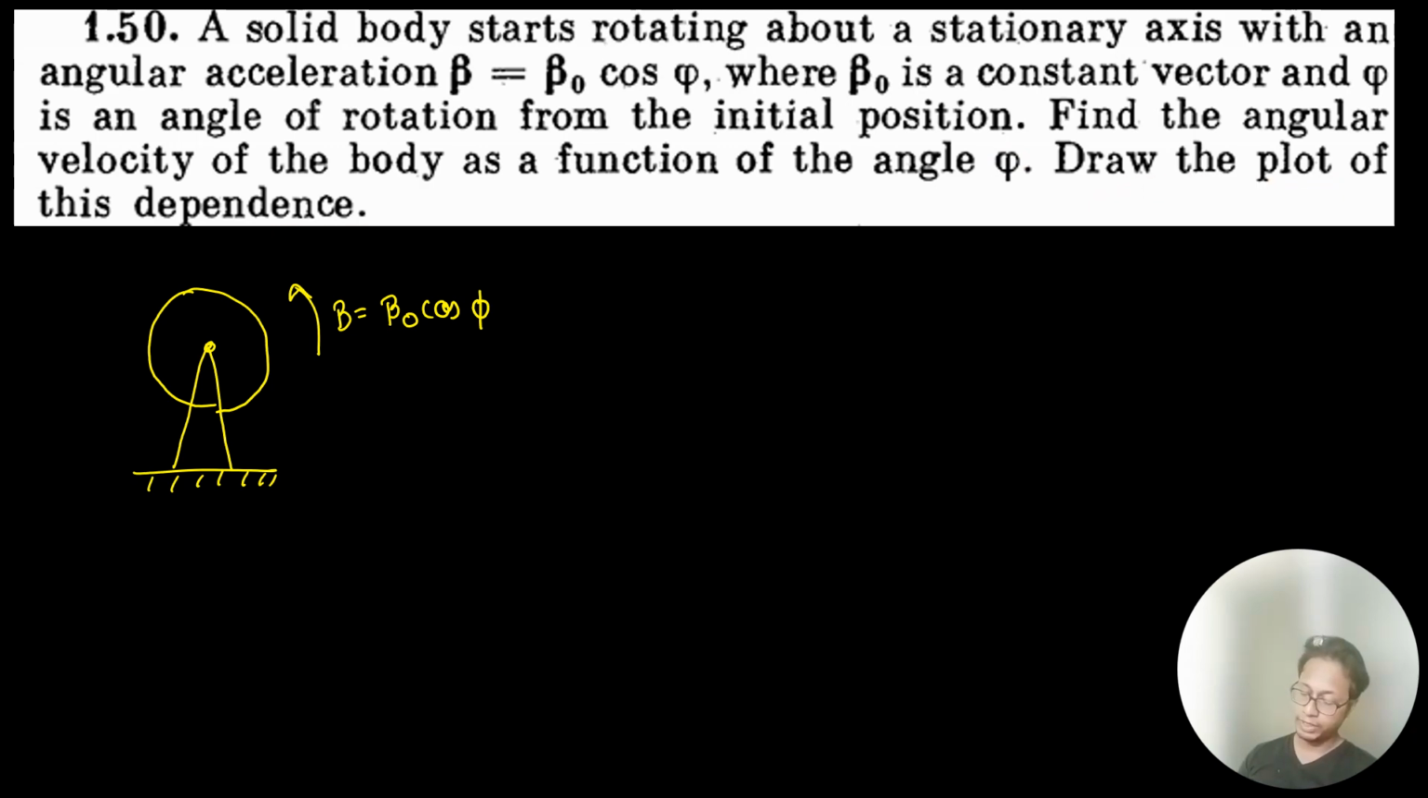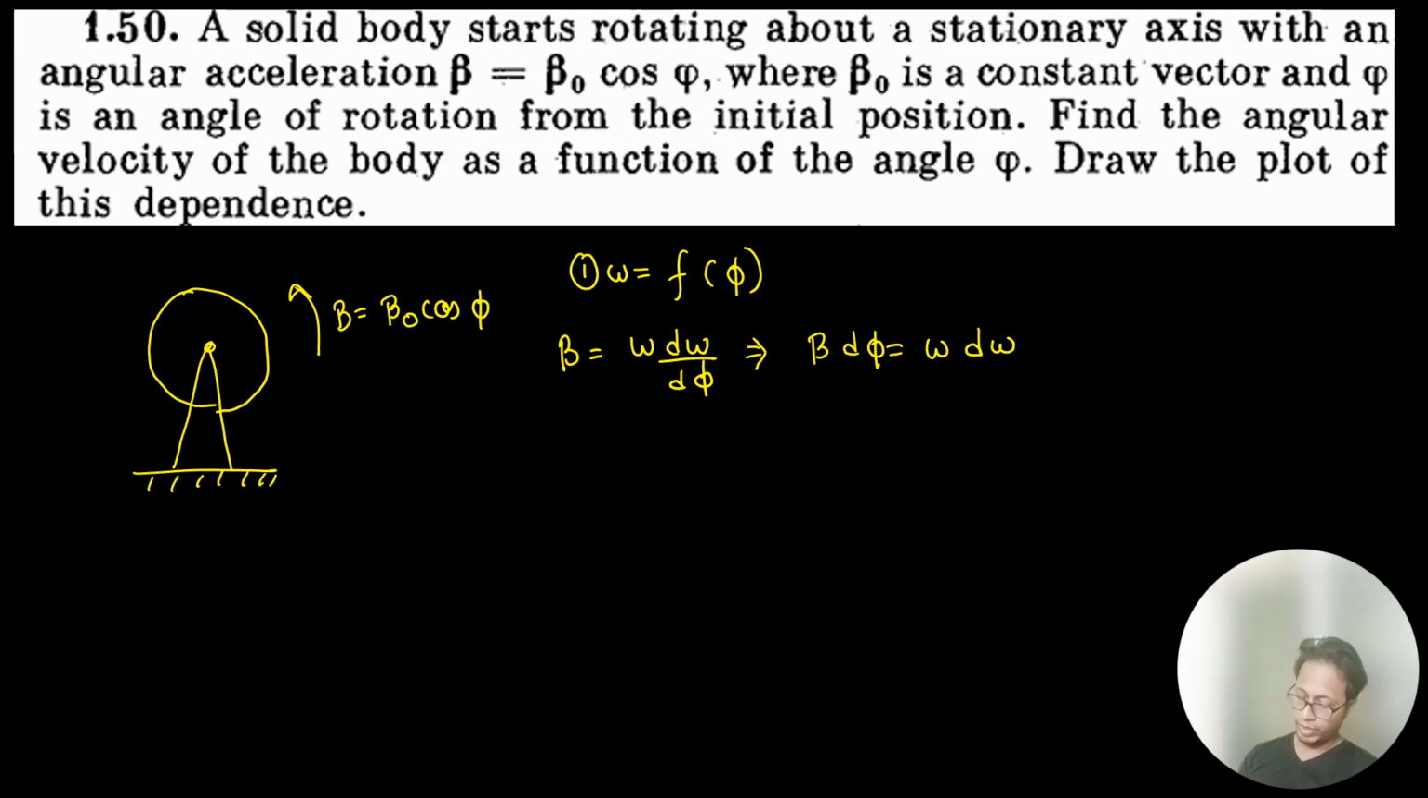That means what the question is trying to say is find angular velocity as a function of angular displacement, not as a function of time. So how do we find that? We simply know angular acceleration is equal to omega d omega by d phi. Where does this formula come from? a equals v dv by ds, or angular acceleration into d phi is equal to omega into d omega.